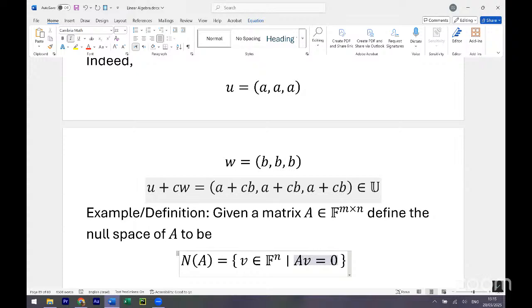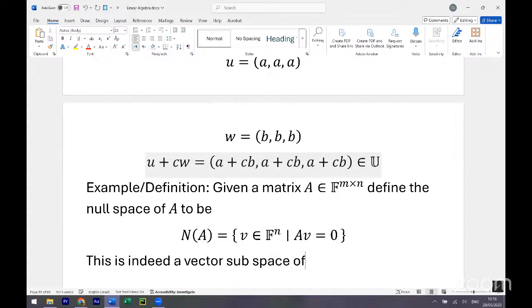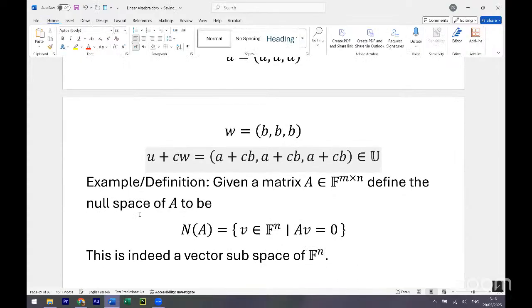All of the solutions, these are the solutions to the homogeneous system. Okay? So it's not completely new. We'll learn about system of equations. We're simply naming it as a vector space. But why is it an example and not just a definition? Because there is a claim here. This is indeed a vector subspace of Fn.